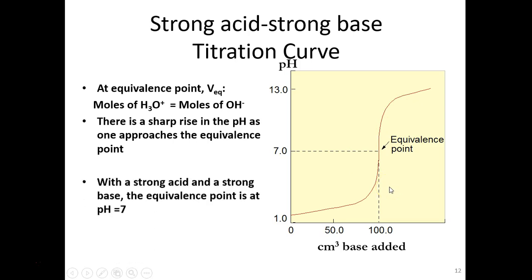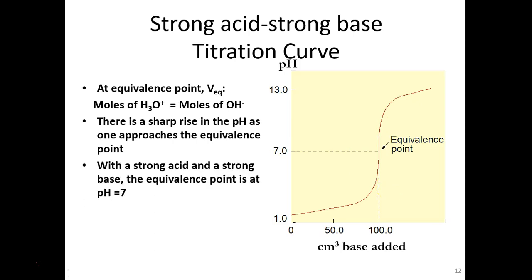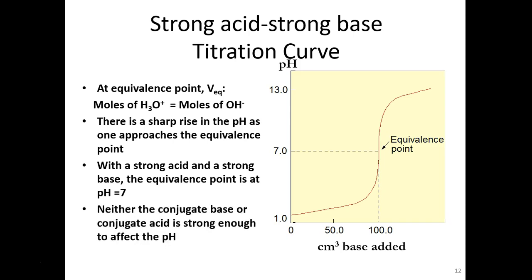Okay? With a strong acid and a strong base, the equivalence point is at a pH of 7. And that's because the salt produced by a strong acid and a strong base, you'll recall from the last topic, is neutral. And again, neither the conjugate base nor the conjugate acid is strong enough to affect the pH.